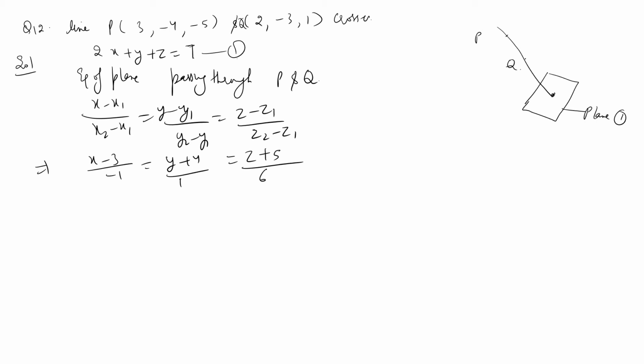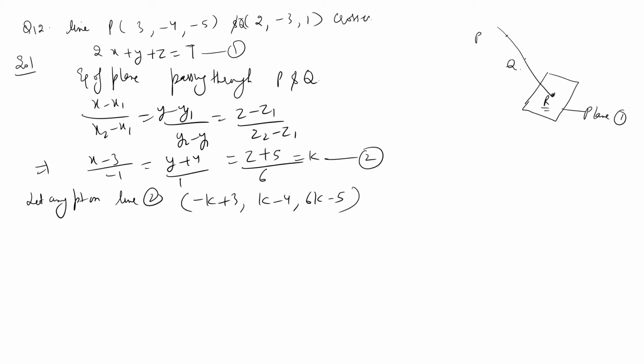Okay, now I need any point on this line. Suppose this is point R. So let any point on this line, we can take it as equal to k. So this point can be taken as (minus k plus 3, k minus 4, 6k minus 5), as you very well know. Now this point lies on plane 1, satisfied because it is intersecting.